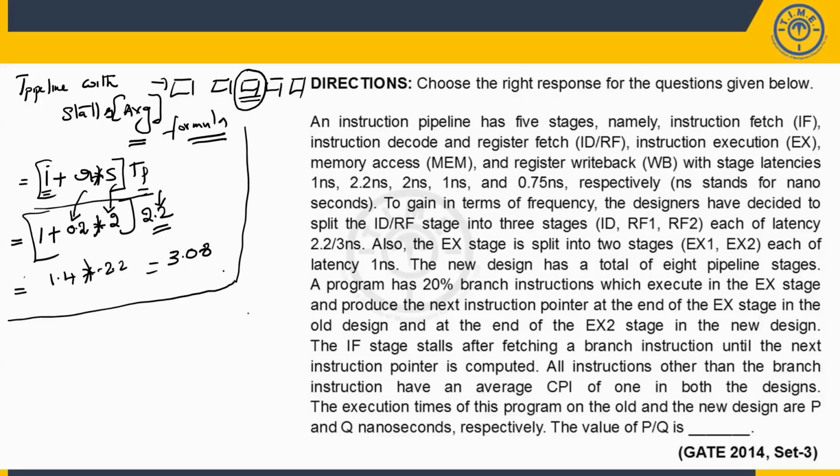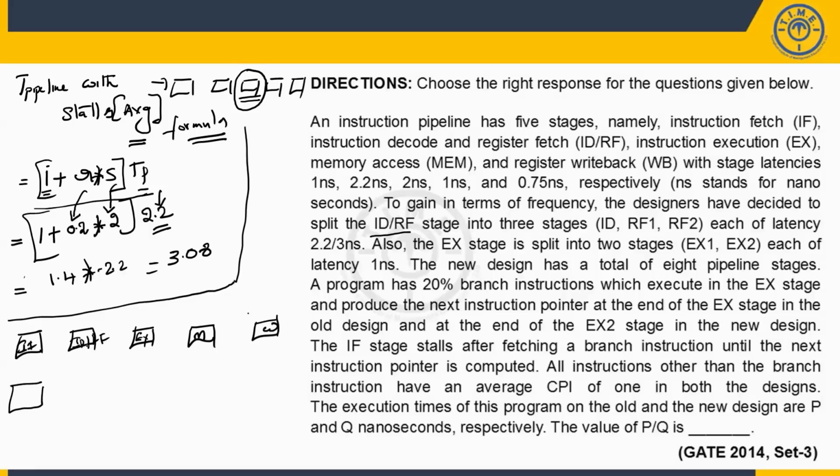But in the second pipeline, what happens? In the second pipeline, the designer has decided to split the ID and RF stage into 3 stages. First pipeline is this one: 1, 2, 3, 4, 5. I would say IF. This is ID by RF. The third one is EX. Fourth one is memory access. Fifth one is WB.